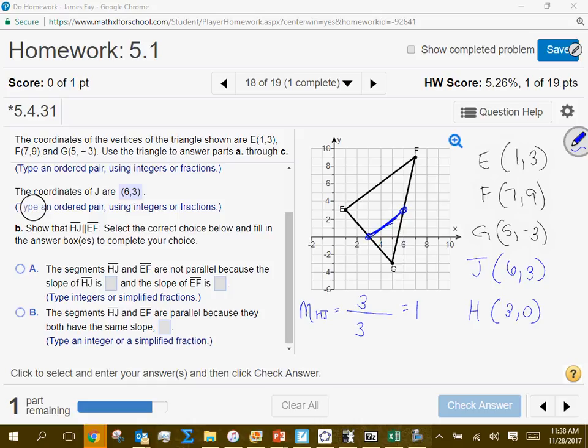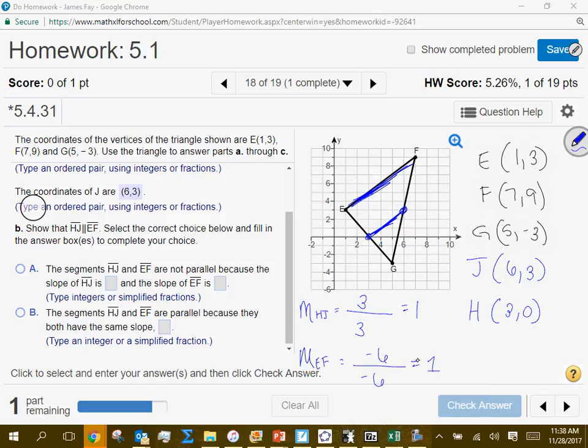I'm going to then do the same thing for EF. Okay, so slope of EF, which again is this line right here. So subtract the y's. 3 minus 9 gives me negative 6. And then 1 minus 7 gives me negative 6 as well. And that gives me 1 again.